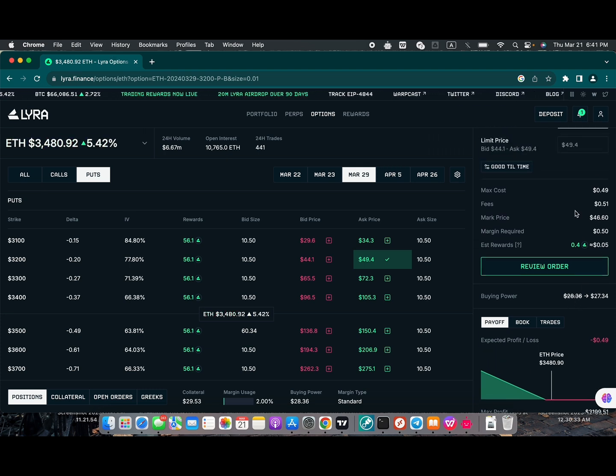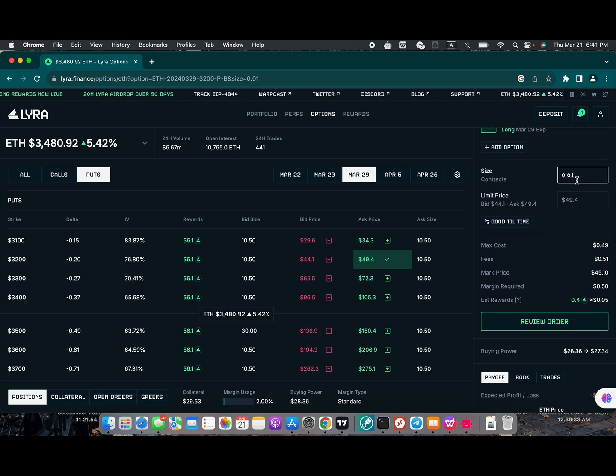What would leave our account would be, I think, $1, because the maximum cost is like 49 cents. So we're buying at 49.4 and the max cost is that divided by 100, because of the size of our contract. It multiplies by what you have bought here, so this is the size of the contract you want to get.